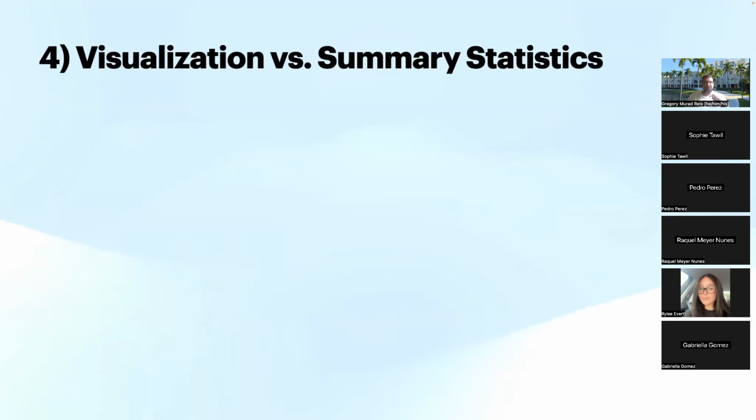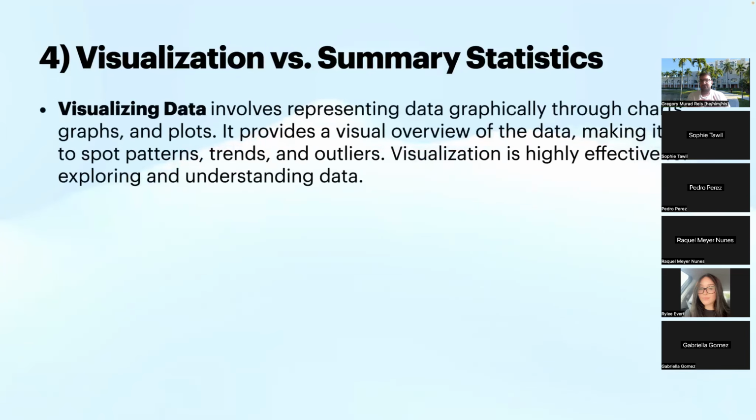Okay, moving on. Based on your answers, now we can differentiate the summary statistics, pretty much the describe method that we use in Pandas, from visualization. When we talk about visualization, it involves representing data graphically through charts, plots, and maps. Maps are also a great way to visualize data that is spatial, that is collected through latitude and longitude. It provides this visual overview, making it easy to identify trends, outliers, and patterns.